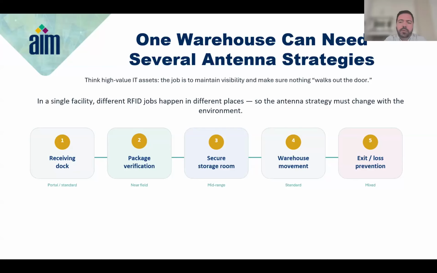This particular project had a lot of different challenges, and we want to show you how we overcame those challenges at each of these stages within the warehouse. We're going to walk you through each location, run you through the antennas we selected and why we did that, and then we'll discuss a bit about that technology, how it works, and why it was applicable for each specific use case.